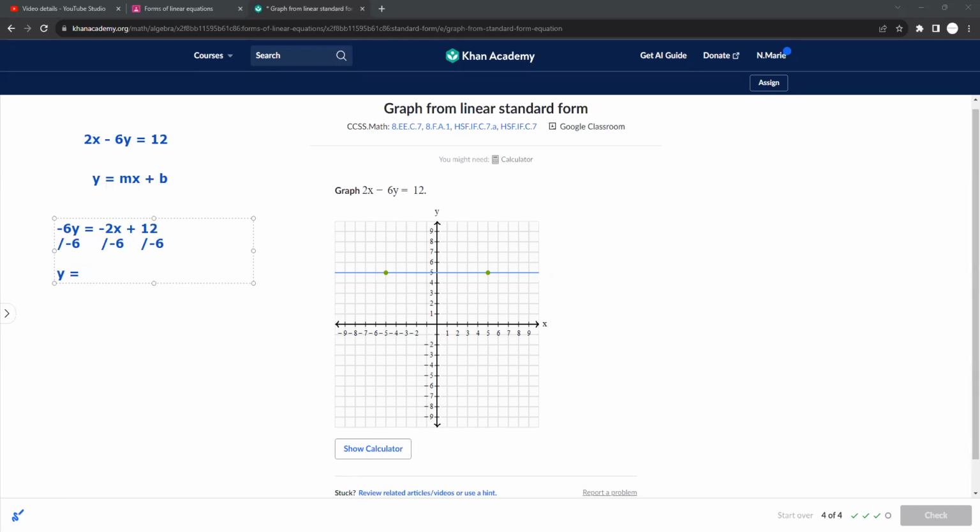-2x divided by -6 becomes a positive 2/6, which is simplified to 1/3 x. 12 divided by -6 is -2. There it is. It is in slope-intercept form now, and it's easier to graph this way, and we already know how to graph.